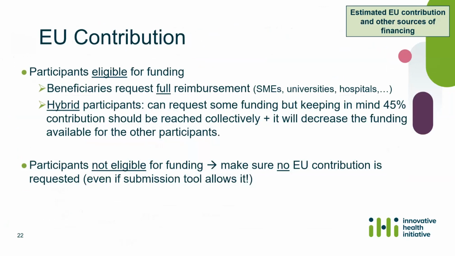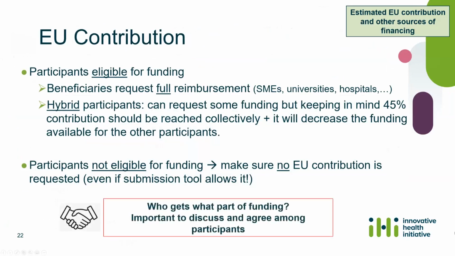And then in case you have participants that are not eligible for funding, for those ones you need to make sure that you do not request any EU contribution in the table, since the table actually allows you to put some requested contribution even if they're not eligible for funding. So in the end, who gets what part of funding? That's really something to be discussed internally and to be agreed among the different participants of your proposal.